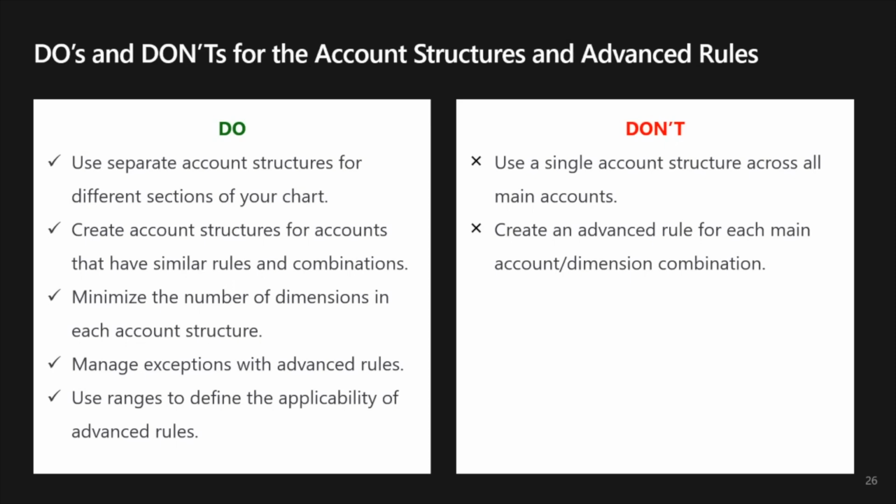As a general rule, this is what I like to tell people, and it's not a hard recommendation, so we didn't put them in here. But in terms of number of account structures, if you have one account structure, you have too few. If you have 10 or more account structures, you likely have too many. The sweet spot is probably around 4 to 5 account structures. At a minimum, 2 to 3. But obviously it depends on your chart and your business and how many dimensions you have.